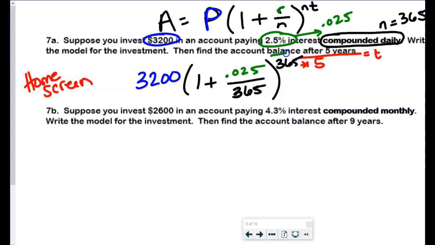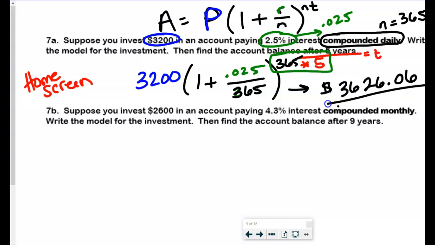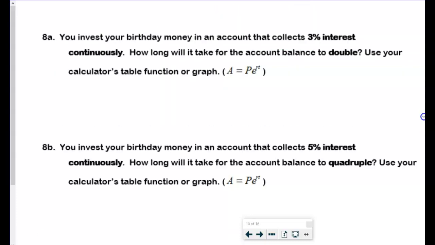If you're using an older calculator, this has to be in parentheses. We're on our home screen, and this is a money question, so you're going to round to the nearest cent. And I think you have 3626.06. All right, so 7B on your own, please. And this, the birthday money question.